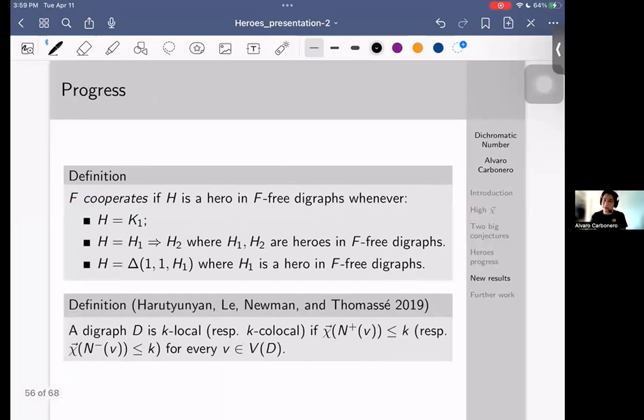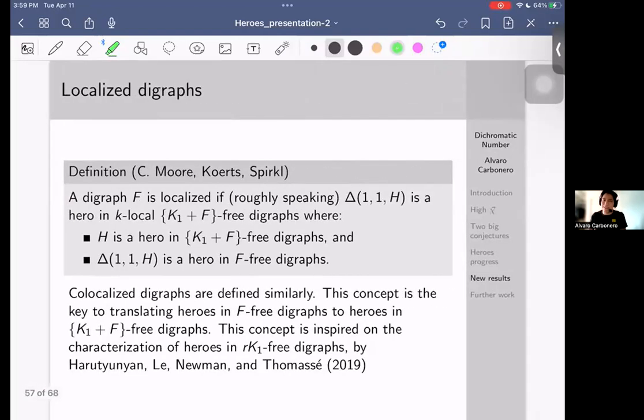And we are going to use this definition, K-local. A digraph D is K-local if the out-neighborhood of every vertex has dichromatic number at most K. You don't have to understand this definition. It was first proposed by Harutyunyan, Le, Newman, and Thomassé in a paper. And I say this because this is a little complicated, and it might be the first time you are seeing this theory. So just try to get the essence out of this, which I will try to emphasize.